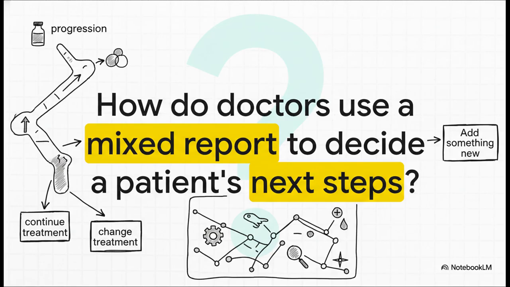This report isn't a simple pass or fail. It's a complex, detailed map of the patient's current state. So the real work for the oncology team begins right now. They have to weigh the progression in the chest against the stability elsewhere to decide what to do next. Do they continue the current treatment? Do they switch to something new? Do they add another therapy? This is the tough reality of managing complex cancer care.